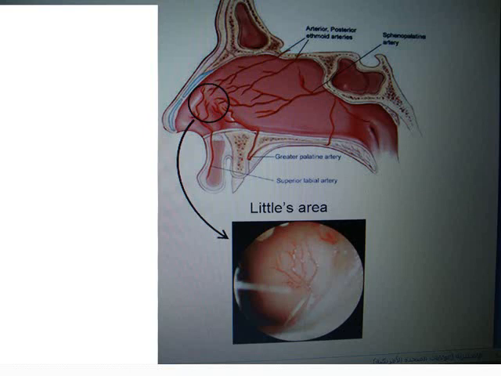This figure shows Little's area, which is situated in the anterior inferior part of the nasal septum and contains the Kiesselbach plexus, which is the most common site of epistaxis.